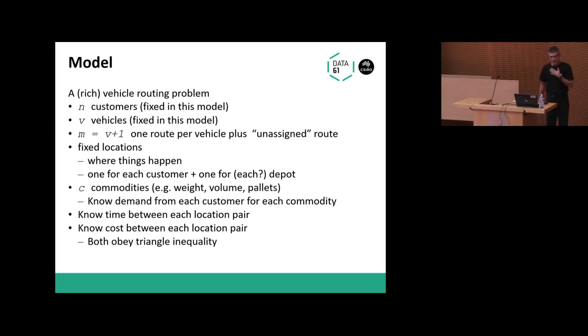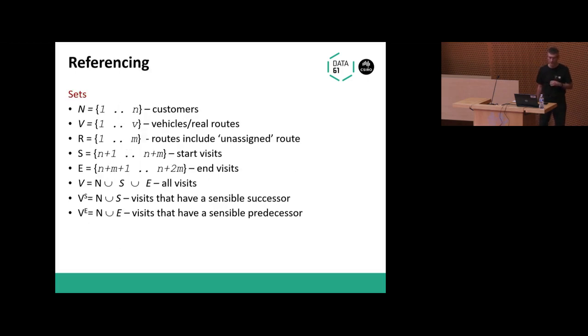Okay, I've got N customers, V vehicles. I've got M routes, which is one for each vehicle plus the unassigned. And I've got fixed locations where things happen. So I've got one for each customer and one for the depot. It's possible to put in different commodities, but in the formulation you'll see we've only got one commodity. That is, like you might have a constraint on the weight or the volume. In this case, we're just doing one. We've got the time and we've got the cost. And it's fairly important in CP for technical reasons that they obey the triangle inequality.